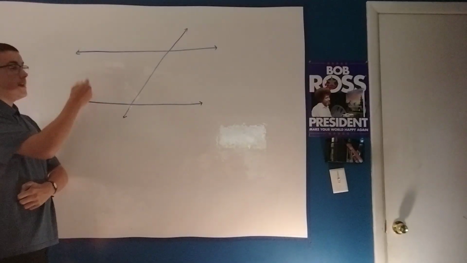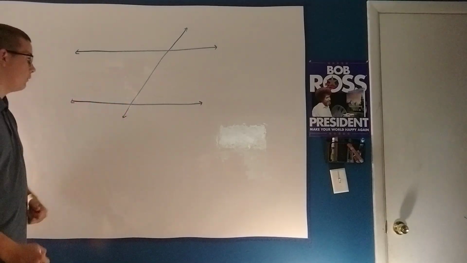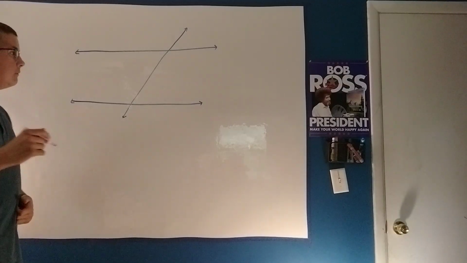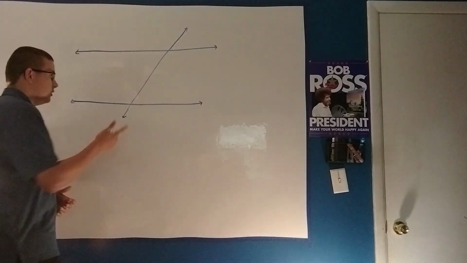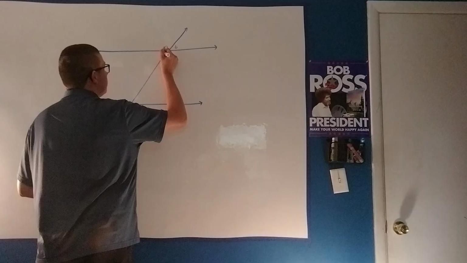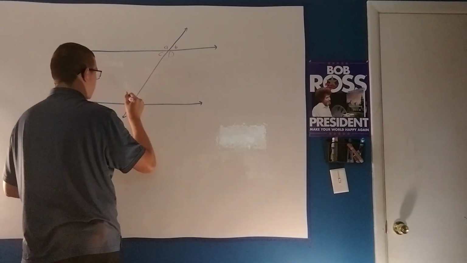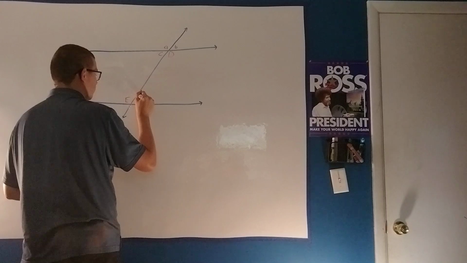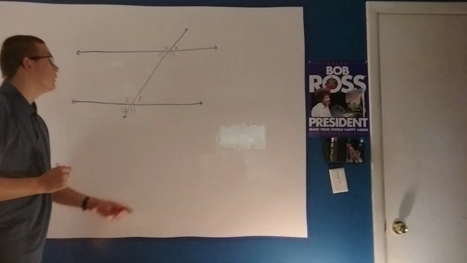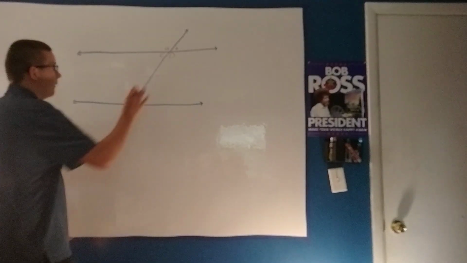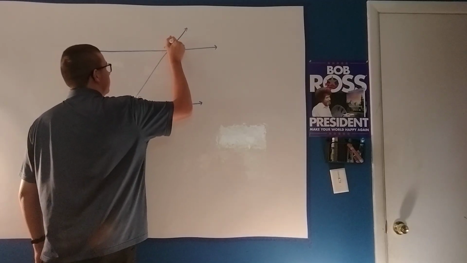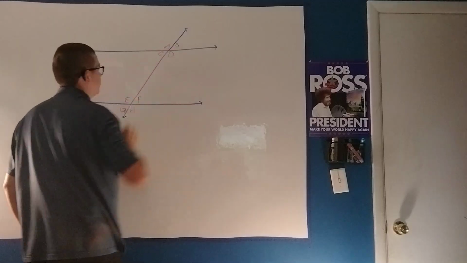Now, we have 8 angles that are formed. 4 up here, 4 down here. So I am going to label them A, B, C, D, E, F, G, H. I apologize, those should be capital. Let me fix that. A, B, C.